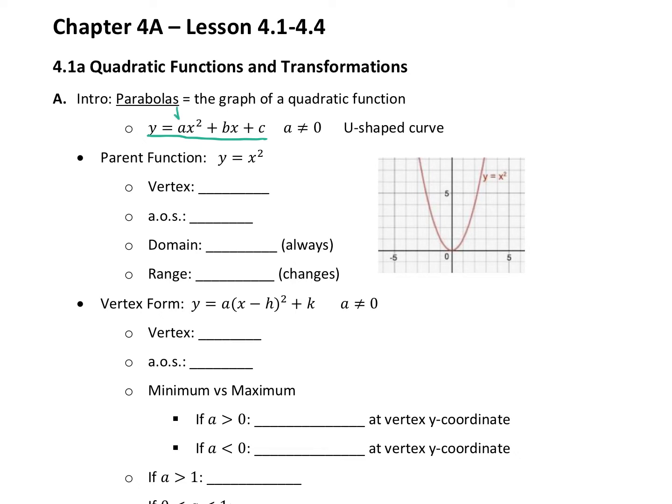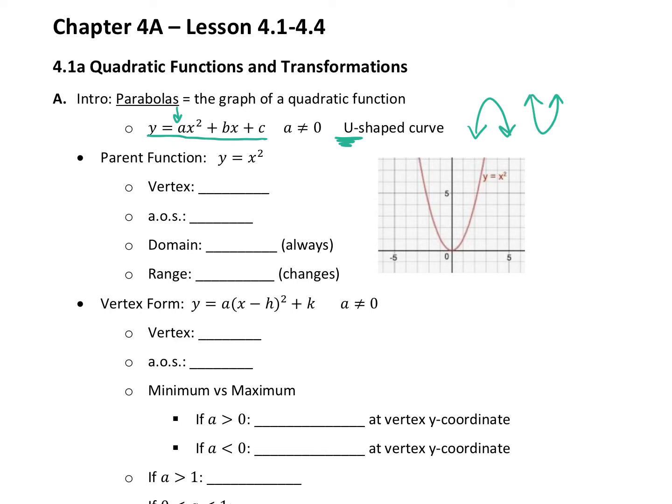If I put a 0 in right here, 0 times x squared is just 0, and then it would be a straight line instead. So this is a U-shaped curve, a parabola. It can open down as well, so it's not always a U pointing up, but it's that U-shaped curve. So like that, or like this, is a parabola, okay?